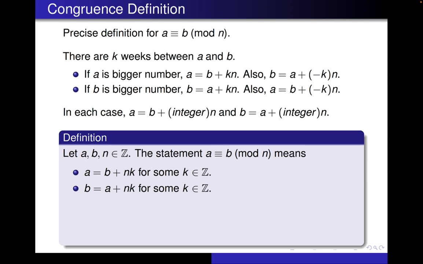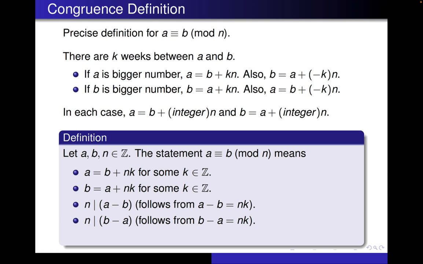Now this one may not look obvious at first, but an equivalent way of saying that is n divides evenly into A minus B. And if you can't see that, look at that first equation, A equals B plus nk. If we subtract B from both sides, we get A minus B is equal to nk, and that is exactly the definition of n dividing A minus B. And you can play the same game with that second equation, that B equals A plus nk. If you subtract A from both sides, you get B minus A equals nk, so n divides B minus A.